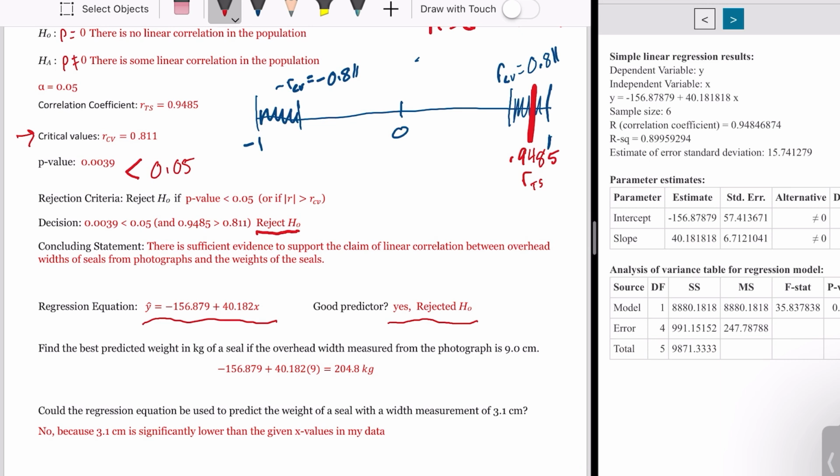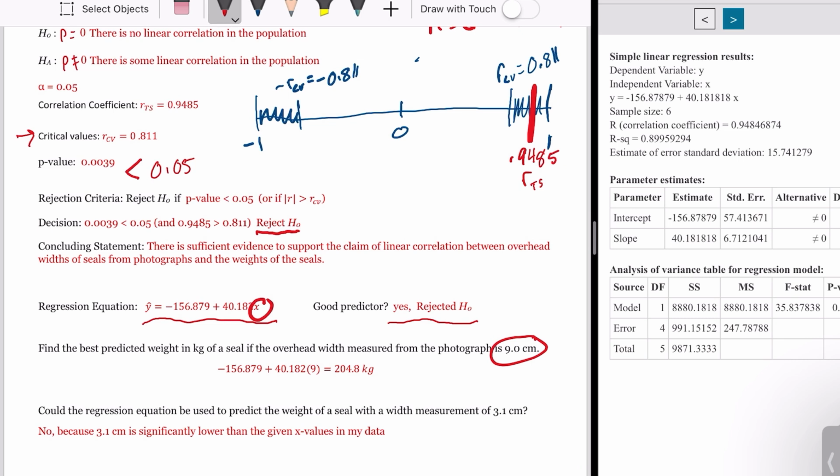So this says find the best predicted weight of the seal if the overhead width measurement is 9 centimeters. I would take that 9 centimeters and put it in for the X in my equation, and then just work it out on your calculator and get the answer. And what was our answer? 204.8 kilograms.